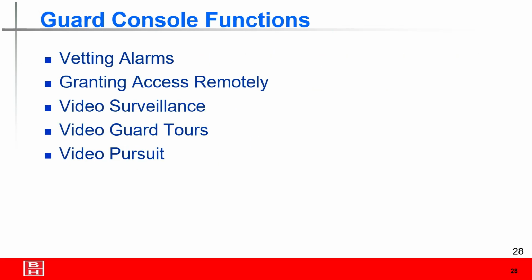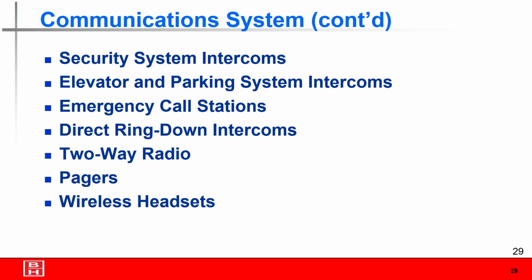Guard consoles: vetting alarms, granting access remotely, video surveillance, video guard tours, video pursuit, building systems interface. Vetting is making sure that any alarm in the security system will report to the guard console. The console software should be integrated with everything that we have going on. Granting access is another function. Remote granting allows everything to be controlled. And let's see, video surveillance.